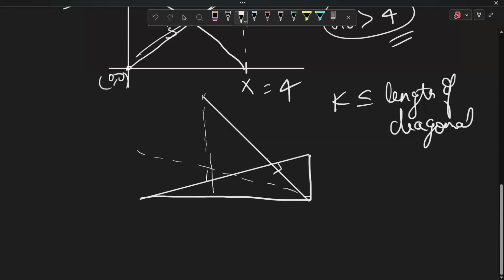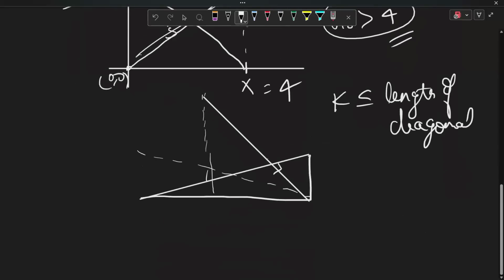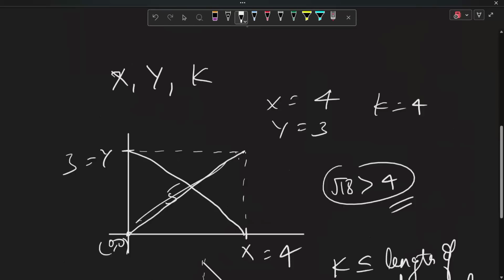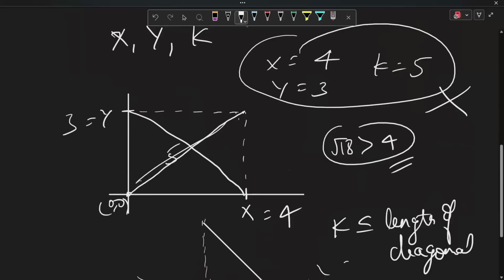So basically, for where X and Y are not equal, we cannot take this diagonal because we won't be able to have a perpendicular to that. And it's given that the answer always exists, so this case would not be given to us. For X equal to 3, Y equal to 4, we won't have k equal to 5. This case would not be given to us.